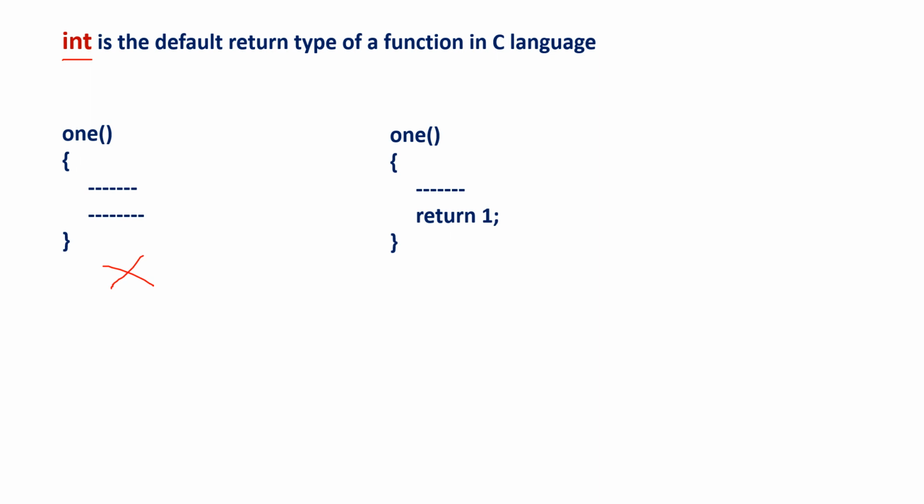Now if we take another example, again the same function one, here also the return type is not specified, but at the end of this function it is returning the value 1. 1 indicates that it is an integer value. That means the default return type is integer, and also at the end of the function it is returning an integer value. Now this particular code is correct and we will not get any compilation error. The point here is, if a function doesn't return a value, then we must specify the void data type in the return type place. Otherwise we need to specify its corresponding data type.